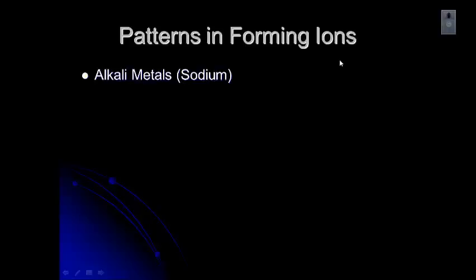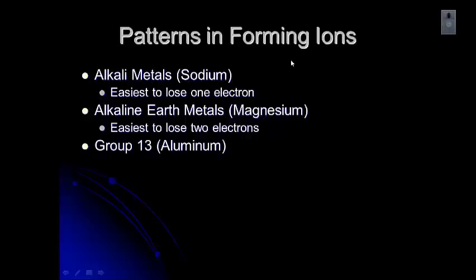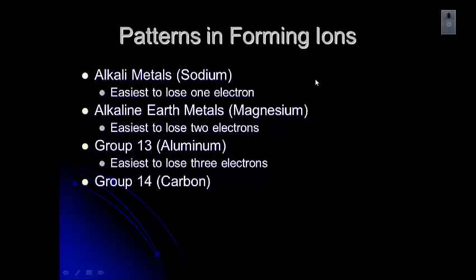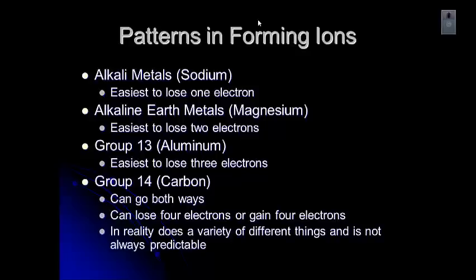In alkali metals, the sodium column, that's group 1, it's easiest for those elements to lose 1 electron. With alkaline earth metals, the column that has magnesium, those tend to lose 2 electrons. Group 13, the column with aluminum in it, tends to lose 3 electrons. In group 14, the carbon group, it can go either way, and so you can lose 4 electrons or gain 4 electrons. If I give you a question about that, I would have to tell you what happened. It does different things depending on the atom that it's bonding with, and we'll get into that a little bit more later when we start looking at bonding.